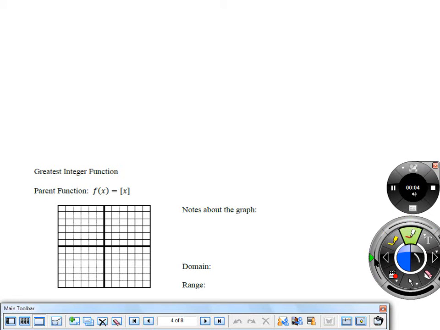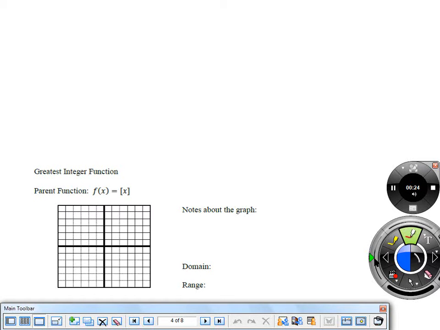Parent functions, okay? This is the greatest integer parent function. There's a parent function for every type of function: quadratic, cubic, square root, everything. It's just the simplest, most stripped down version. So don't multiply by anything, don't add anything. Just use that function on an input so we can see what happens, okay?